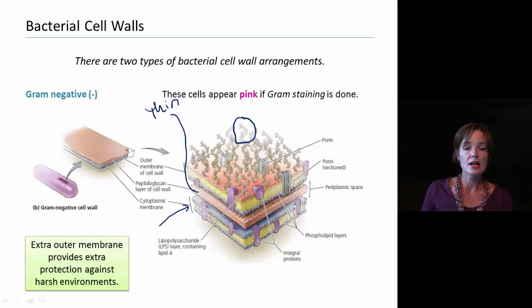Now, if these cells are stained with gram stain, because that peptidoglycan is sunk beneath, it's not going to absorb the stain the same way. So for these, they will appear pink when we do the gram stain, as opposed to the gram positive ones, which appeared more purple with the gram staining.